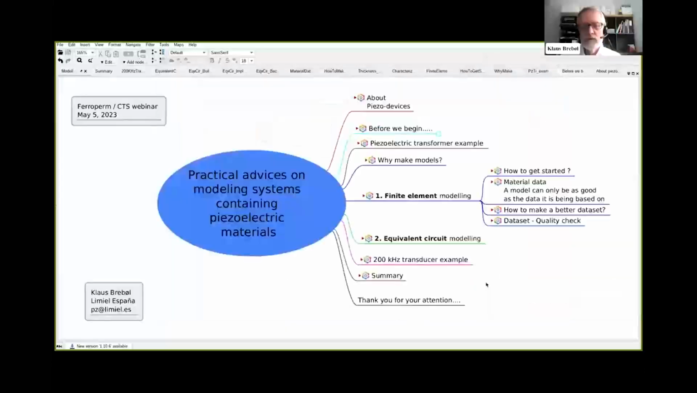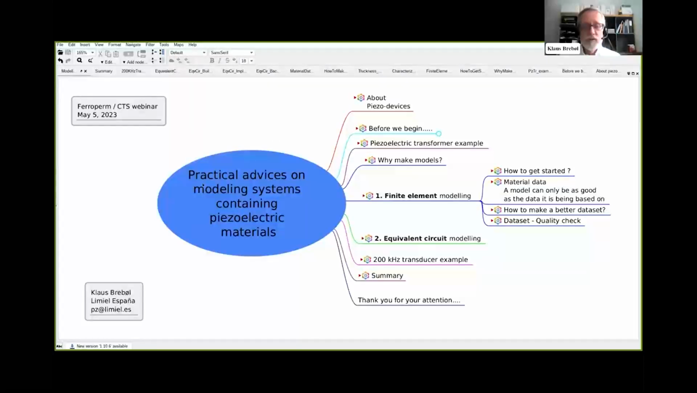Okay, let me see. I have to figure out how to get the... Can you see the screen now? Just a moment. Here we are. Okay, I hope you can see the screen now. Yes. Good. First of all, thank you, Erling, for the invitation.